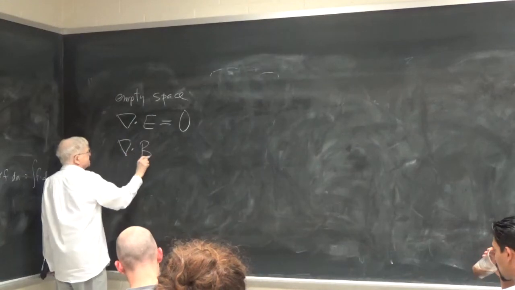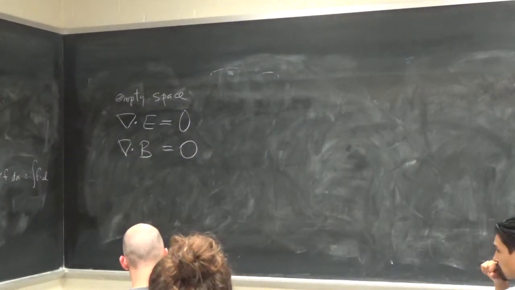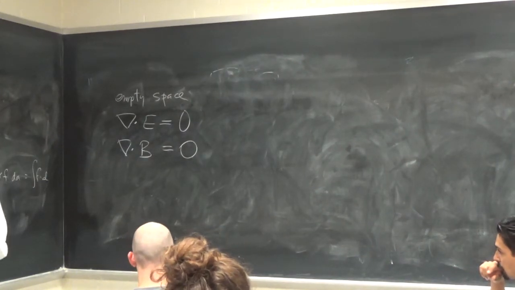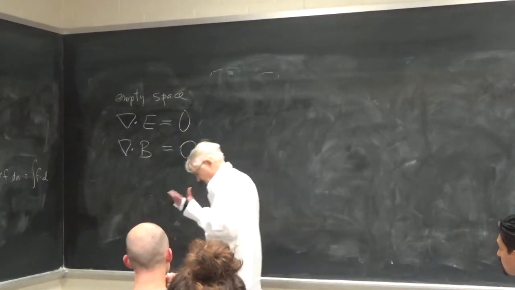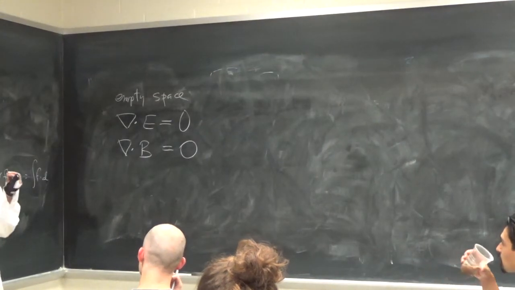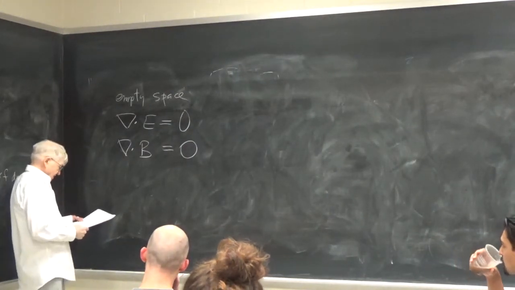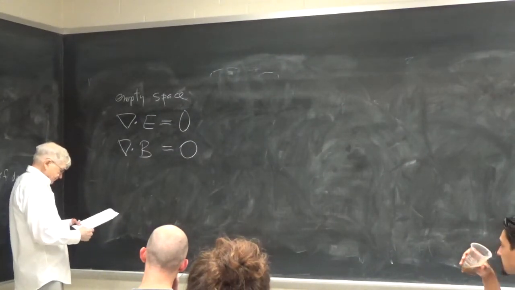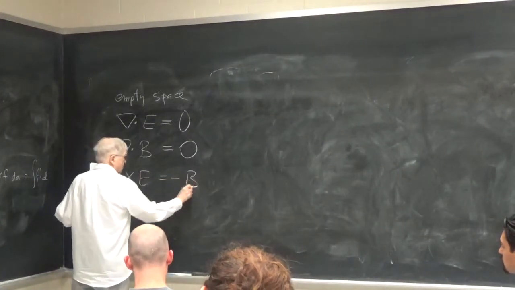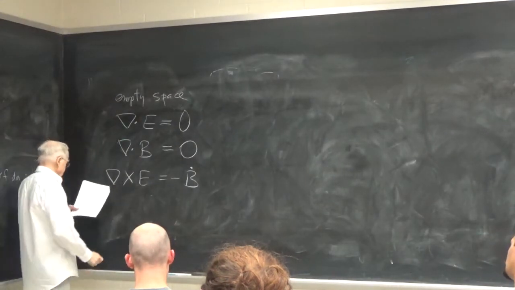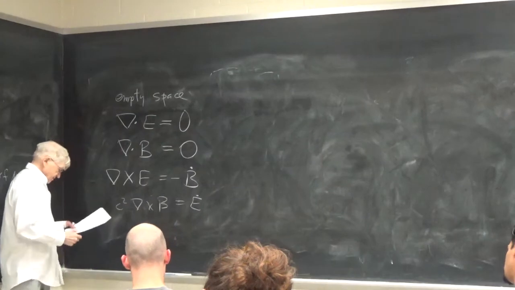Another equation is the difference between electricity and magnetism, namely that the divergence of the magnetic field has always been observed to be 0. Now, there was some interest maybe 40 years ago as to whether there might be magnetic monopoles, like electric charges, whether there might be magnetic charges. But so far they haven't been found. Another of Maxwell's equations in empty space is that the curl of E is minus B dot, and c squared times the curl of B is E dot. So these are some nice Maxwell equations.